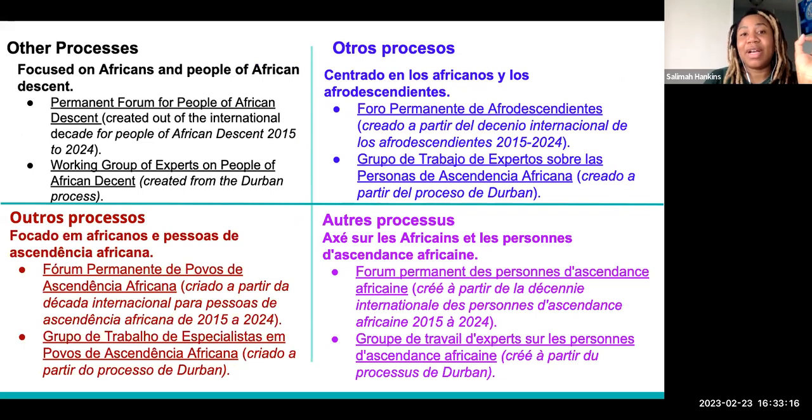Now I want to mention the other processes, and I'll mention these briefly. The Permanent Forum for People of African Descent was created out of the International Decade for People of African Descent. The UN designated 2015 to 2024 as the decade for people of African descent. The idea is that this group of people will be highlighted, and there would be all of this work around addressing the condition of people of African descent around the world. One of the things that was created from that was the Permanent Forum for People of African Descent. They had their first meeting in December of last year.